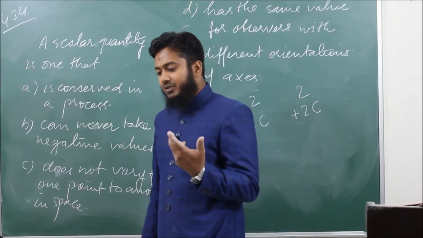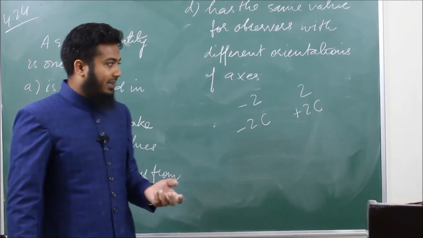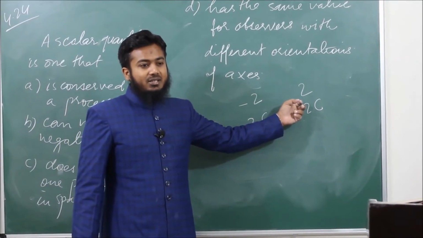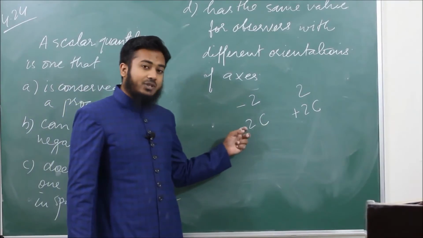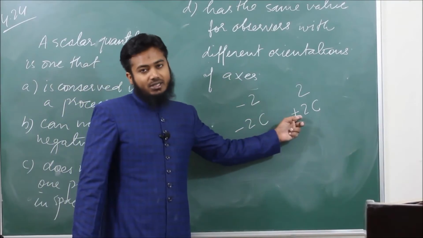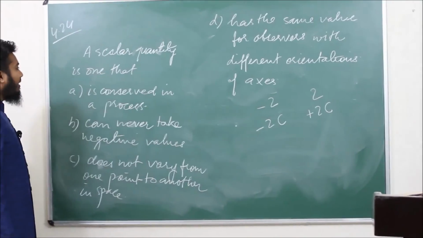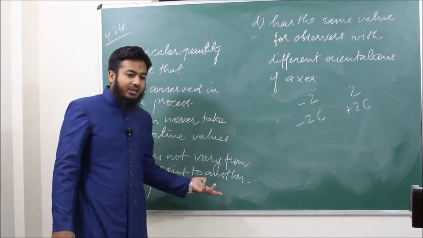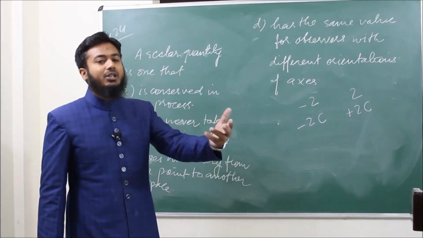For example, in case of temperature, the temperature below 0 is negative, and there of course minus 2 degrees Celsius will be less than 2 degrees Celsius. But in case of charges, we also use plus and minus for charges. In case of charges, minus 2 coulomb is not less than plus 2 coulomb charge. So it is not necessary that scalar quantities can never take negative values. They can take negative values, and the negative sign has different information in different contexts.